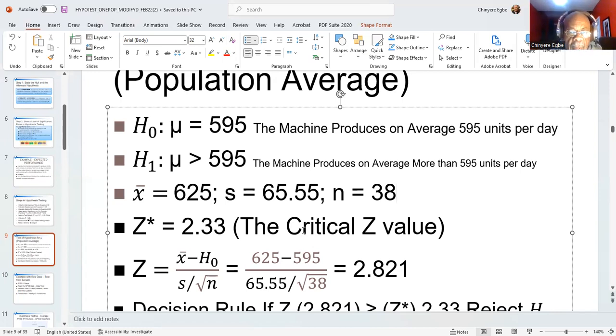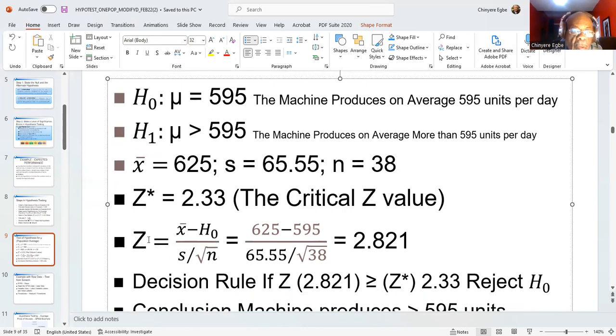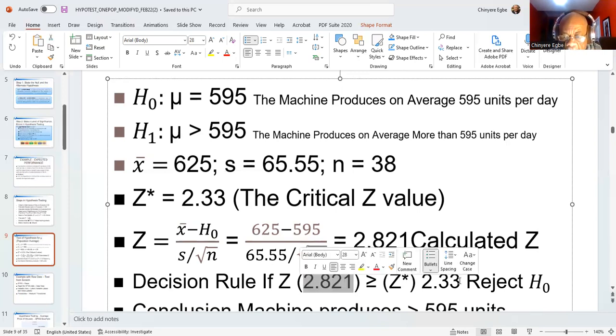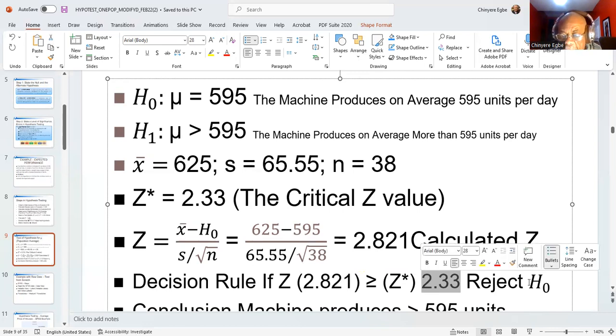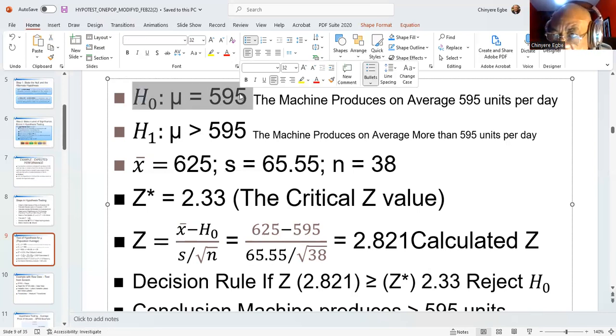So we already know that our critical Z is 2.33. We calculate that, and then we get our calculated Z. So this is your calculated Z. And so your decision rule will be if the calculated Z is greater than the critical Z, then you reject the null hypothesis. Reject means you are rejecting that the average production is 595.